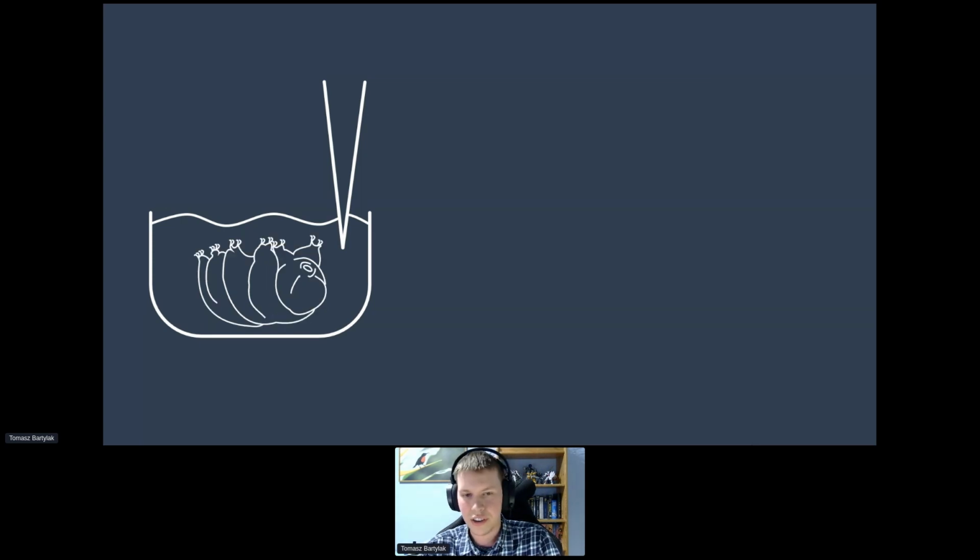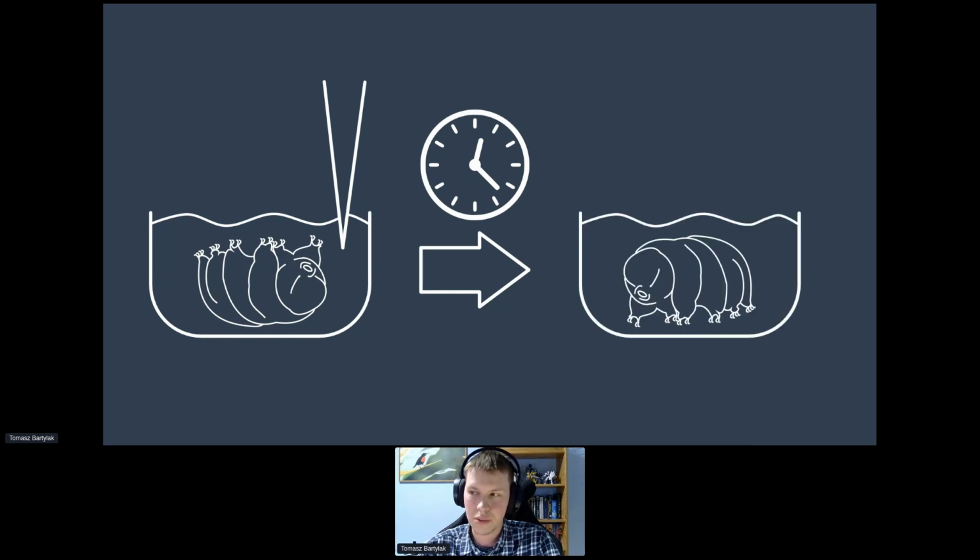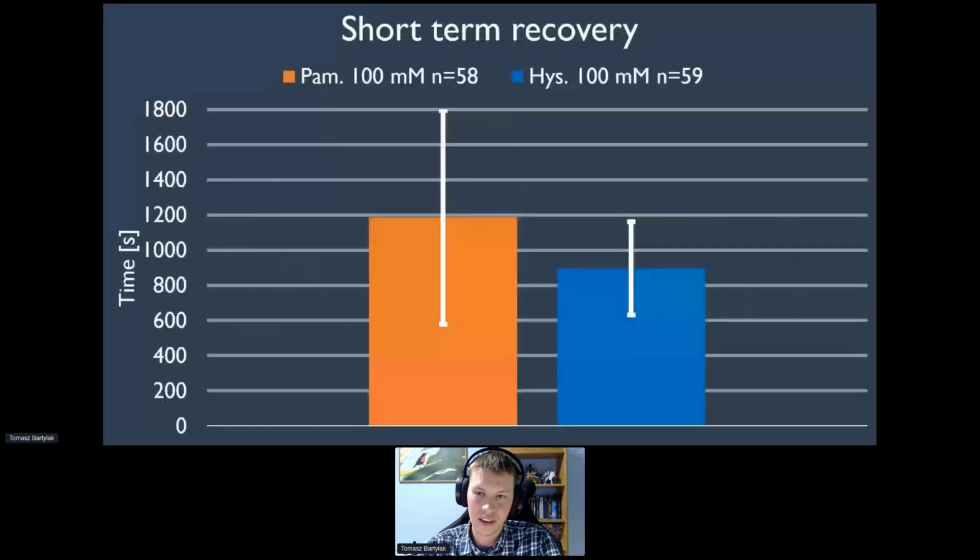This resulted in their apparent death. They stopped moving, became very stretched, and looked exactly like dead animals. Then they were put back into clean water and observed over time. In pretty much every case, they came back alive and kicking. So what I was doing for the most part was recording this time of recovery.